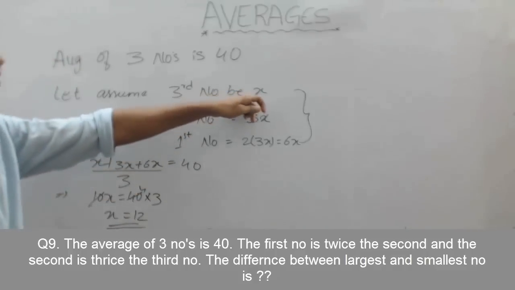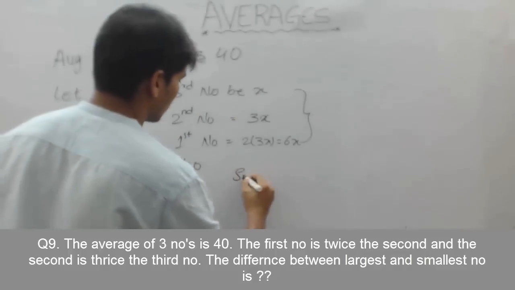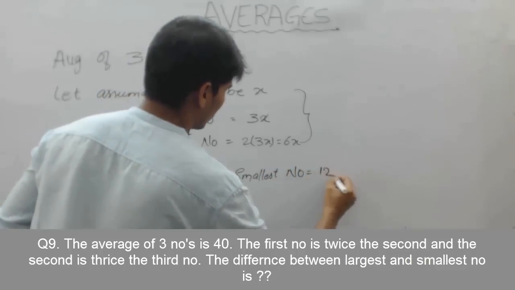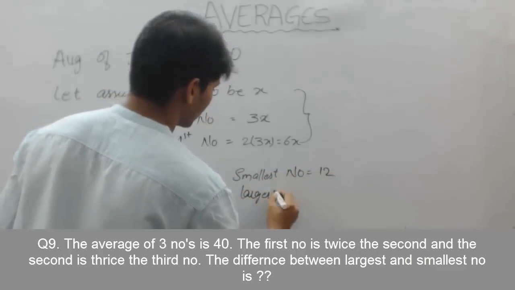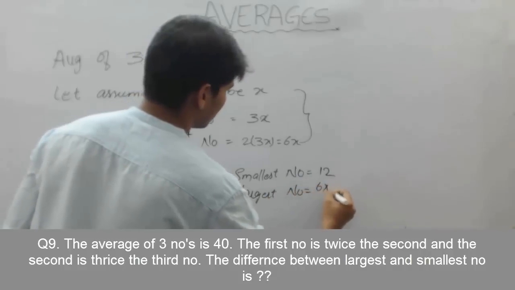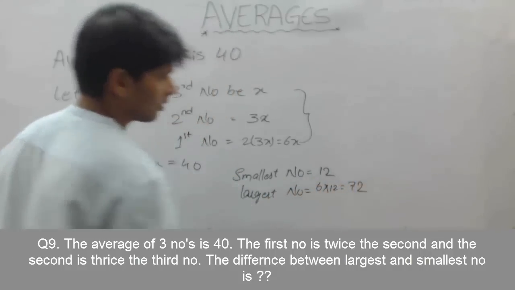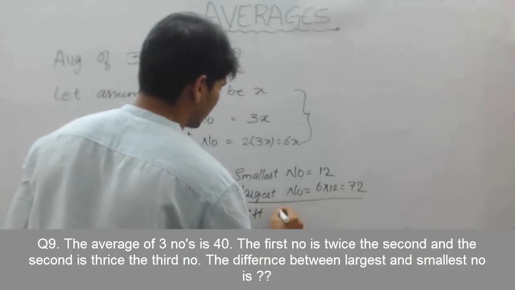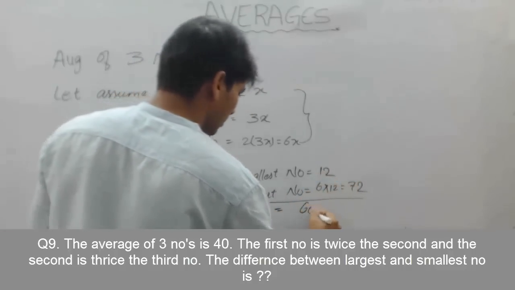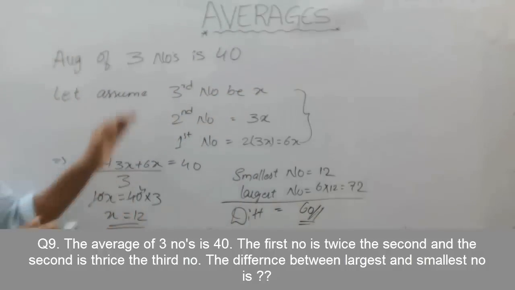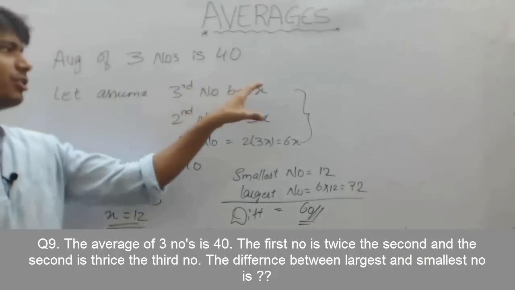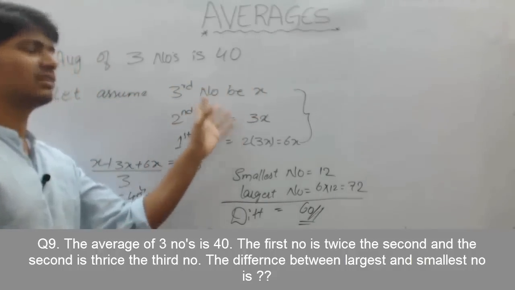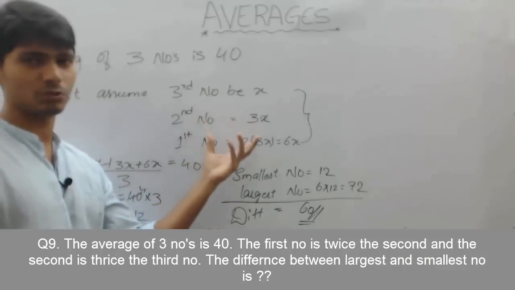So which is the smallest number? That is x. So the smallest number is 12 and the largest number is 6 into 12, 72. Then he asked us to find the difference. So now the difference between these two numbers is 60. The answer would be 60. It is quite simple, but the logic here you need to know is that you need to assume. When you make an assumption, it will make your answer very simple and easy to solve.